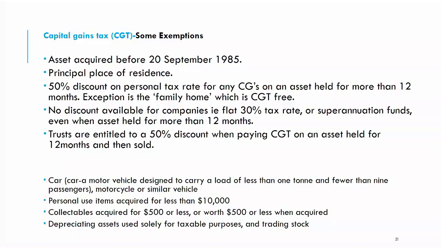Right. A motor vehicle registered to carry a load of less than 1 ton or fewer than 9 passengers, a motorcycle or similar vehicles are exempted. Personal use items acquired for less than $10,000 are exempt. Collectibles acquired for $500 or less, or worth $500 or less when acquired, are exempt.